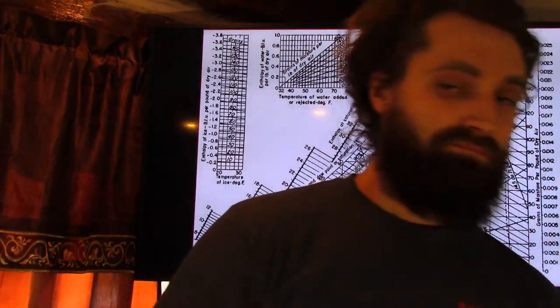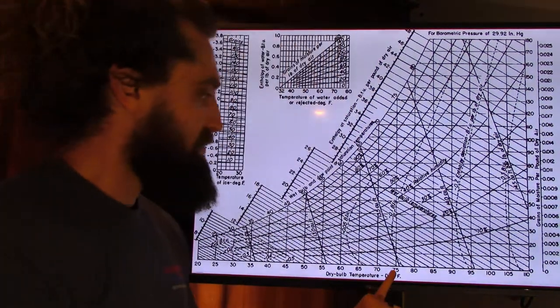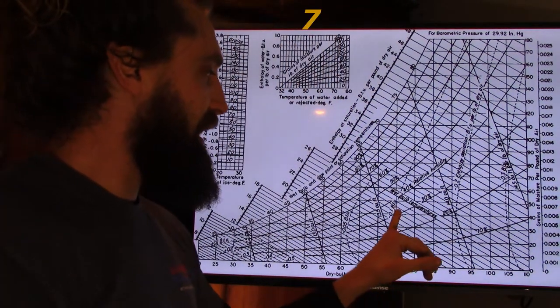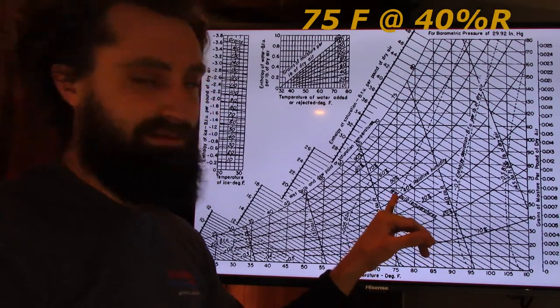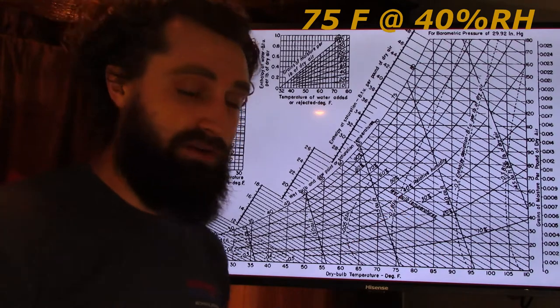So you'll start taking these readings, okay? Let's just say, and I'm just going to pull some numbers out of thin air. Let's say that the house is 75 degrees. Mrs. Complainer Lady, it's 75 degrees in her house. It's August and the sun's beating down, and let's just say it's 75 at 40% relative humidity inside of her house.